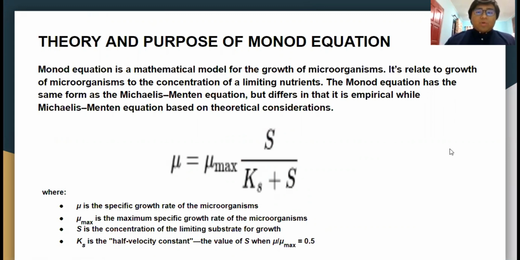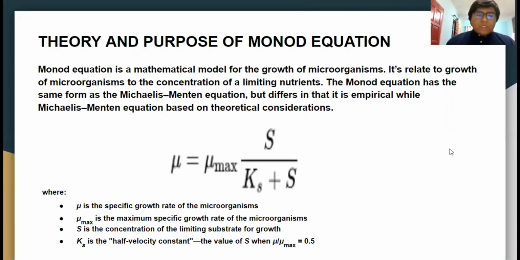So the theory is the Monod equation. Basically, the Monod equation is a mathematical model for the growth of microorganisms. It relates the growth of microorganisms to the concentration of a limiting nutrient. The Monod equation has the same form as the Michaelis-Menten equation, but differs in that it is empirical, while the Michaelis-Menten equation is based on theoretical consideration. As we know, empirical means that the equation is made based on experiment and experience.